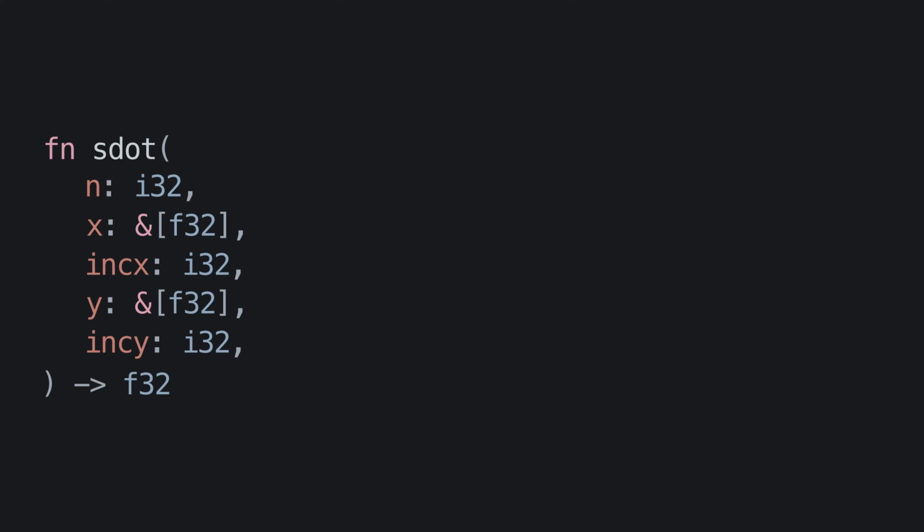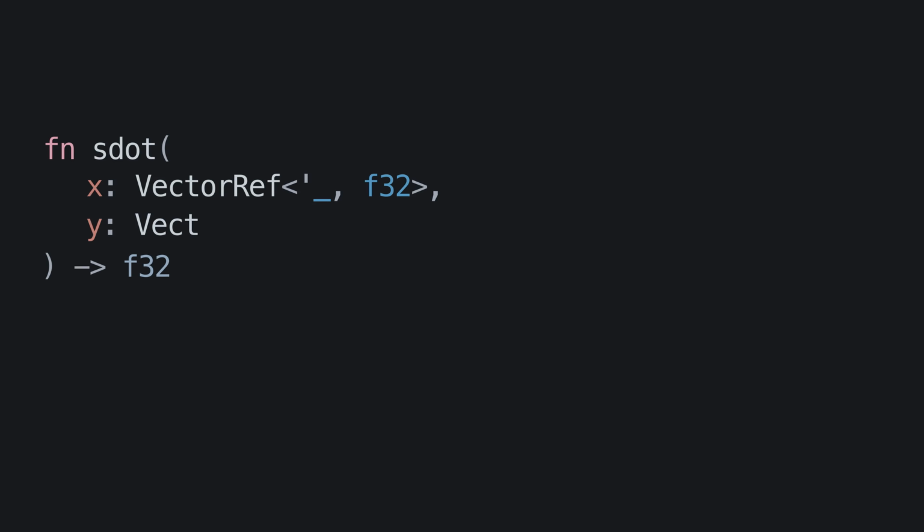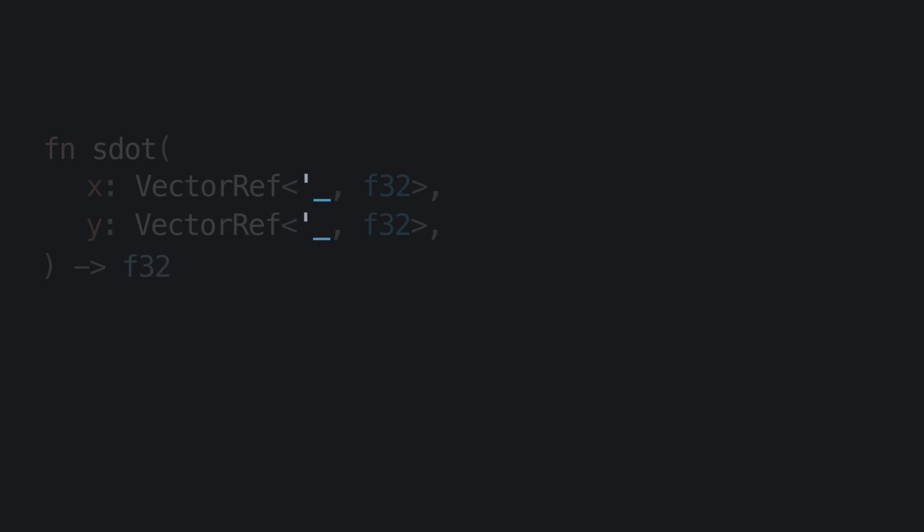This type system lets us change the dot product syntax into this. In my opinion, this is much cleaner. It's explicit about what it wants: 2 vectors. And again, ignore this apostrophe stuff.